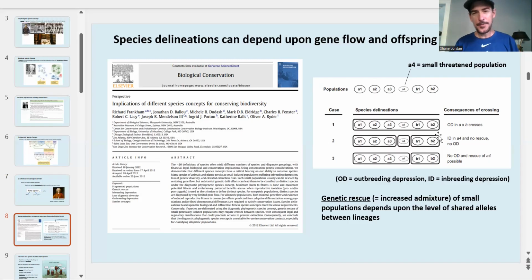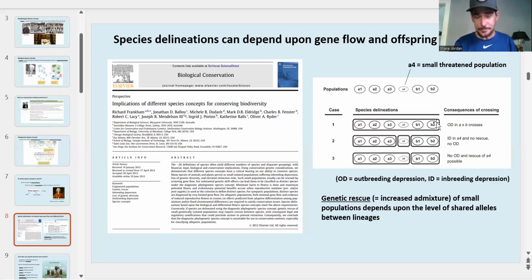Well, this is based on the idea that if individuals from, let's say, A1, A2, A3, A4, B1, and B2 are all able to interbreed with each other, there might be a loss of fitness because the A populations and the B populations are a little bit too distantly related from one another in order to produce healthy offspring, and we would call that outbreeding depression.